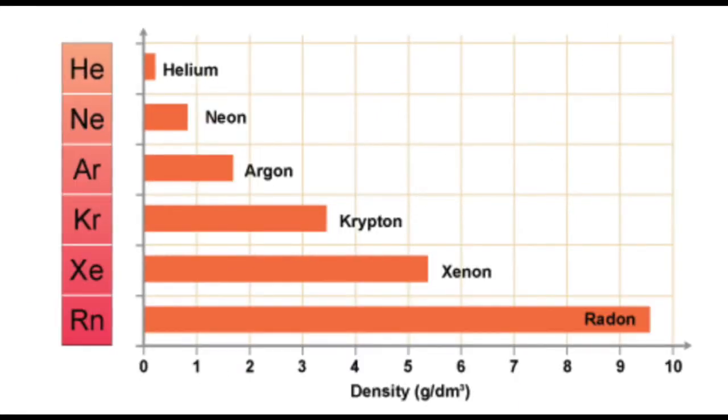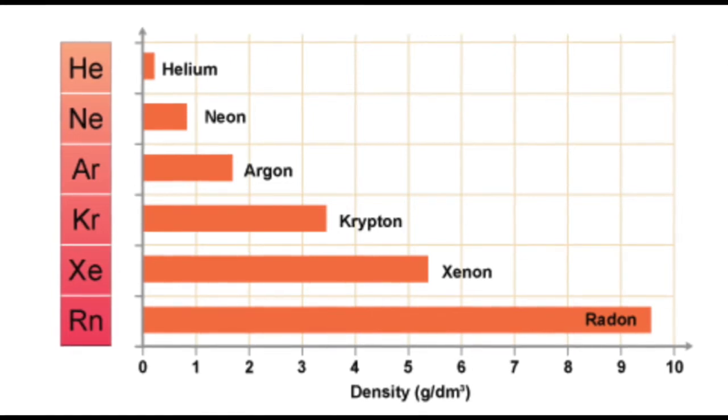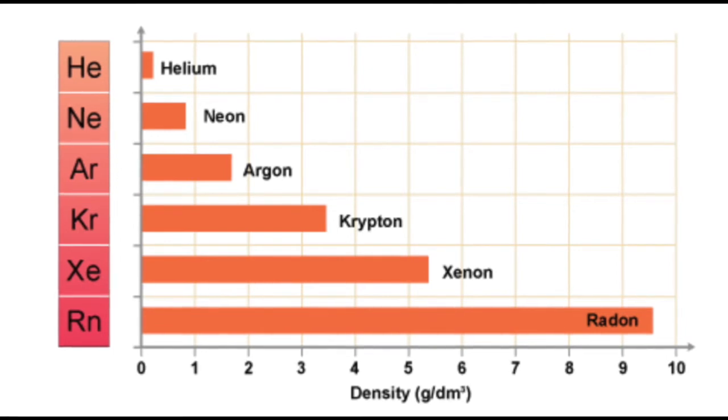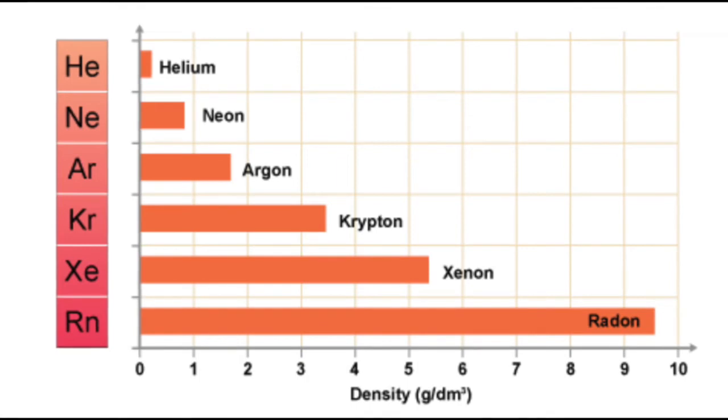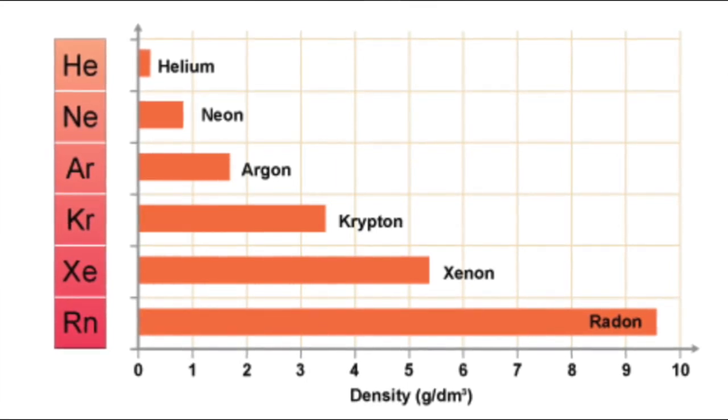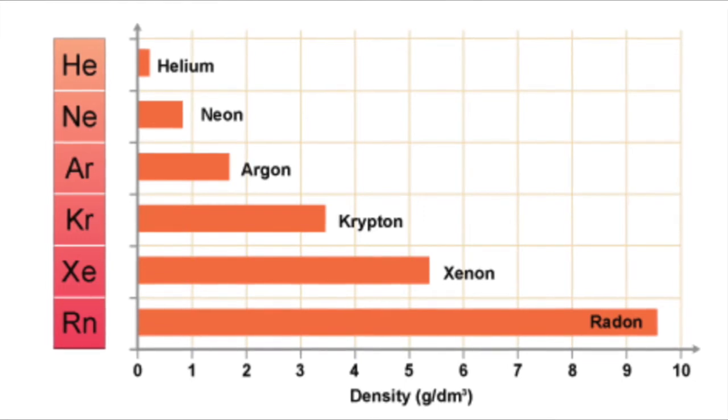The density of a substance is a measure of its mass per unit volume. For example, a small lump of highly dense substance such as mercury or lead has a high mass. The particles in gases are spread far apart, so gases have low densities. You can see from the graph that helium at the top of group 0 has the lowest density in the group. The densities then increase as you go down the group. Radon at the bottom of this group is the densest gas known.